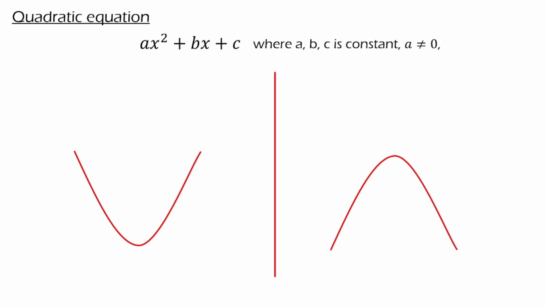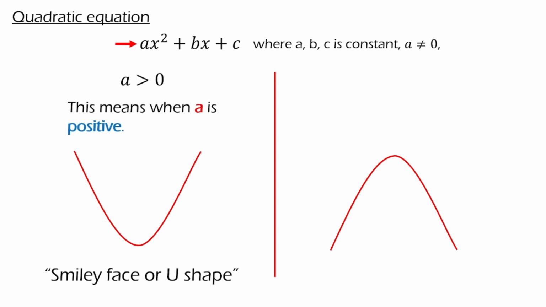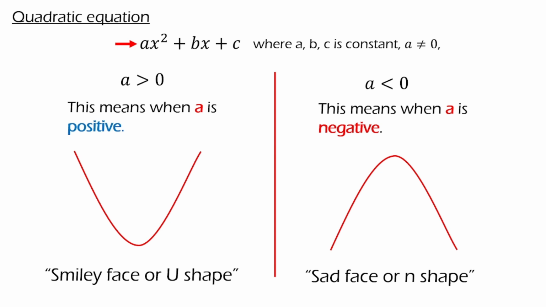You must notice that quadratic equation, when plotted on a graph, has U-shape or N-shape. The element in the equation that decides this orientation is the value of a. If our value of a is positive, we will have a smiley face or a U-shape. If our value of a is negative, we will have a sad face or N-shape.